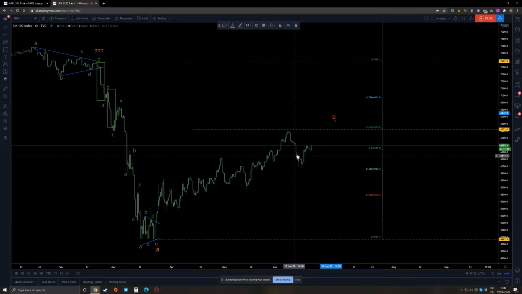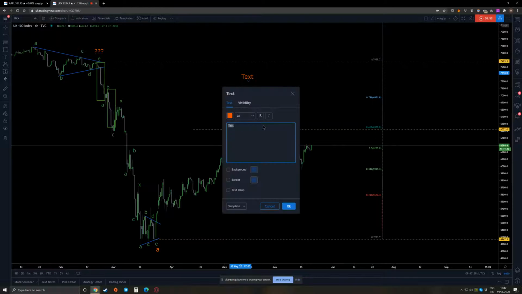Now, when this move will be done, the problem is this B wave of a flat. Let me write it down for you. So in a flat, you have a wave A that is a corrective move.